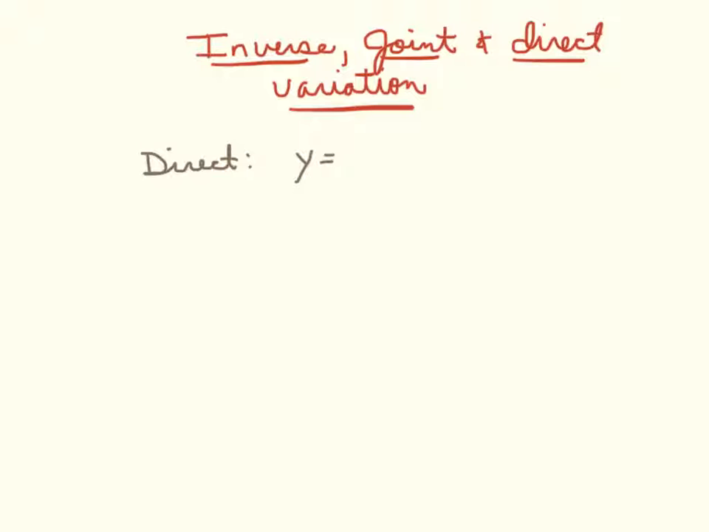And I inadvertently wrote down the inverse variation there. So here's what a direct variation looks like, y equals kx. And it doesn't just have to be a y and an x in there. For example, y equals kx squared. That would mean y varies directly with x squared.